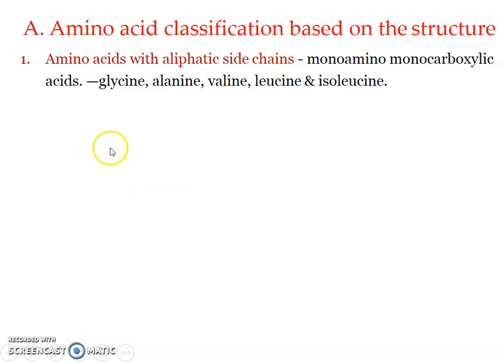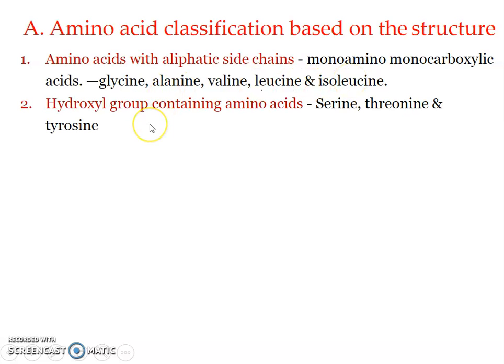The first one is amino acids with aliphatic side chains, as we have seen in the previous classification, where it is monoamino monocarboxylic acid. That is, there is only one amino group attached to the alpha carbon, and one carboxylic group attached to the alpha carbon. They are aliphatic in nature, so obviously hydrophobic. The longer the aliphatic chain, the more hydrophobic it is. It includes glycine, alanine, valine, leucine, and isoleucine.